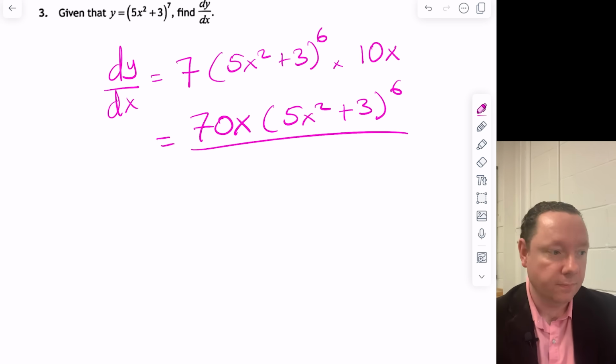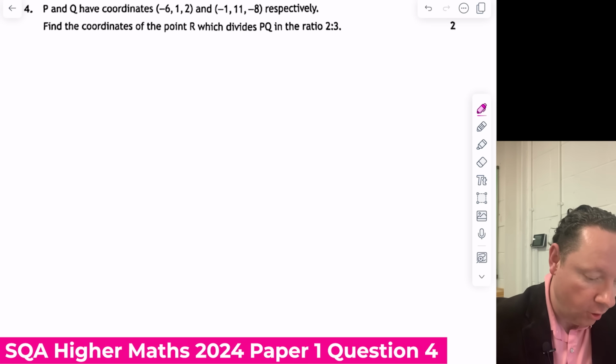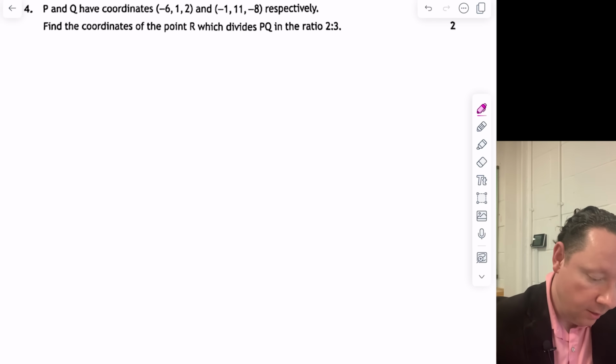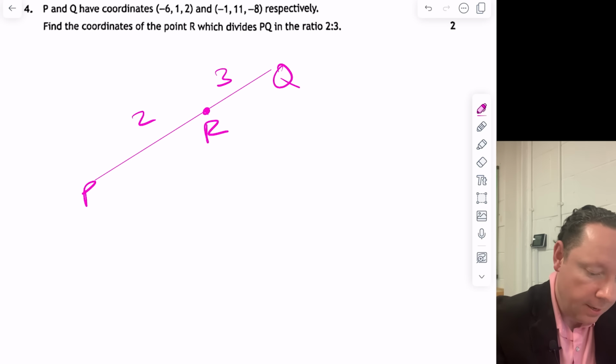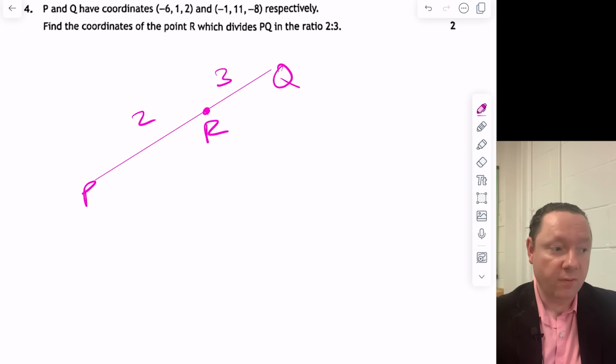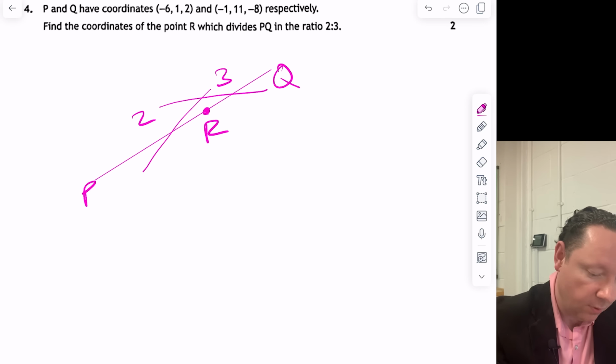And we're done there. SQA Higher Maths 2024, paper 1, question 4. P and Q have these coordinates, and R divides PQ in the ratio 2 to 3. Find the coordinates of R. So we've got a picture, I suppose, like this, and we've got a P down here and a Q up there. We've got R somewhere there, and the ratio is 2 to 3. So a quick and easy way to remember this is that 2 times that equals 3 times that. It's as simple as that.